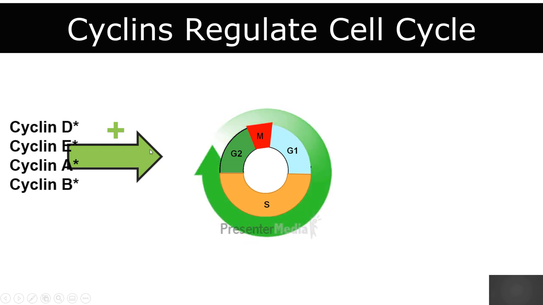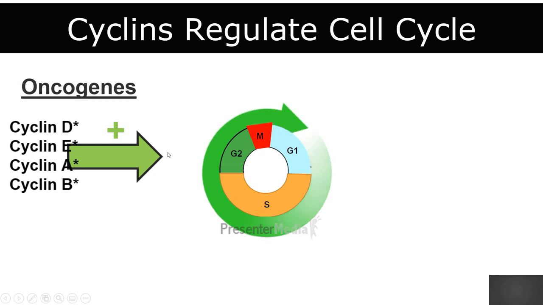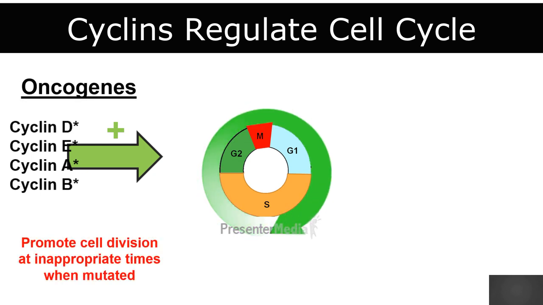And when those proteins get overexpressed, they're called oncogenes. An oncogene is something that's going to promote cell division at inappropriate times when it's mutated.